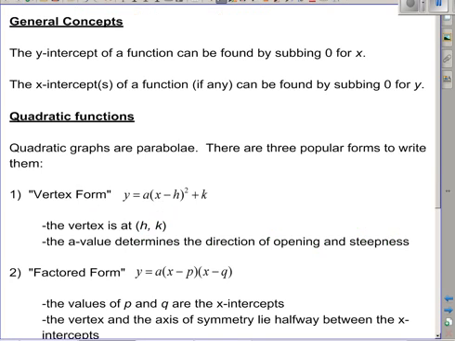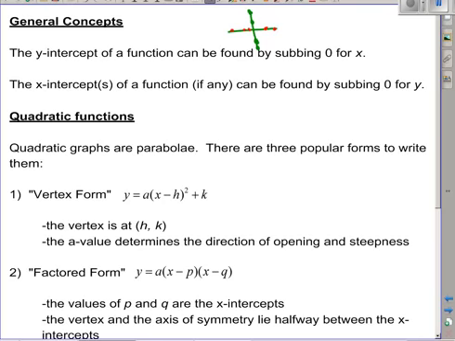General concepts you need to be real clear about. The y-intercept of a function is going to be here, or here, or here, or here. That's always where x equals 0. The x-intercepts of a function, if they exist, can be found by subbing in 0 for y. So by the same token, if I want to find x-intercepts, wherever we touch the x-axis, we have a y value of 0.